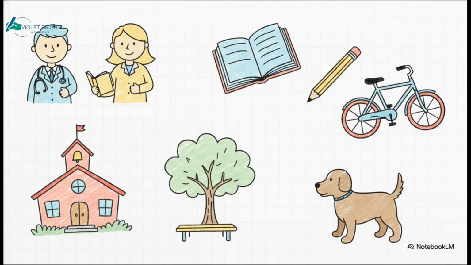To make this super concrete, I want you to just look around you right now. If you think about people, the teacher in a classroom, a student, a doctor, a pilot, those are all nouns. What about the places you go? The school, a park, the library, the city itself. Boom, also nouns. And of course, the things you use and the animals you love. A book, a pencil, your bicycle, or your dog. They all fit so neatly into this foundational category.